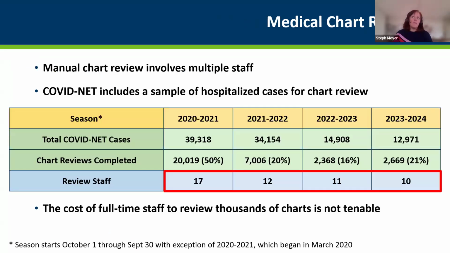So you can imagine that manual medical chart review really can involve multiple staff. The COVIDnet program includes a sample of hospitalized COVID cases for chart review, and you can see that thousands of chart reviews have been completed each year, and we did over 20,000 in the early part of the pandemic. And the cost of full-time staff to review thousands of charts is not tenable, particularly as we look at funding limitations and other barriers.